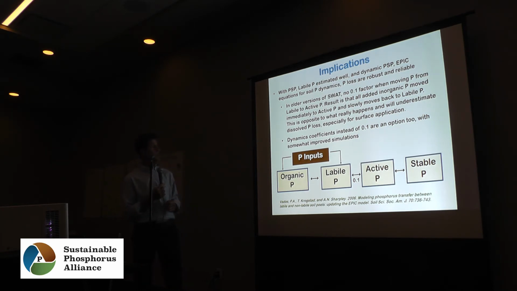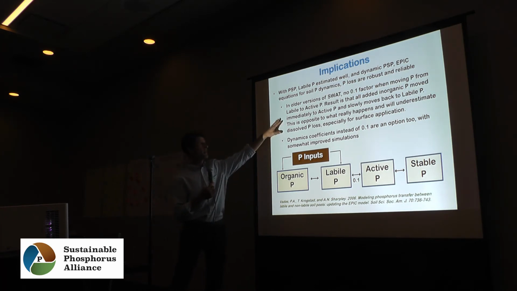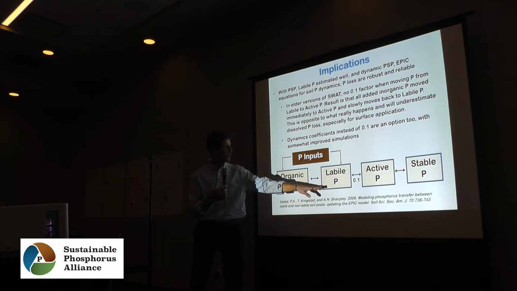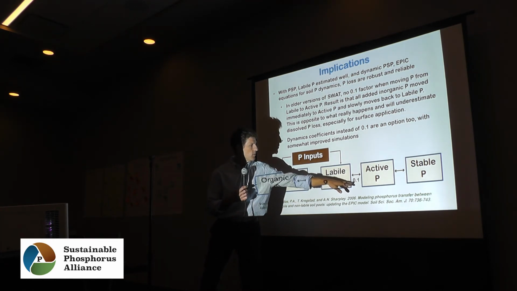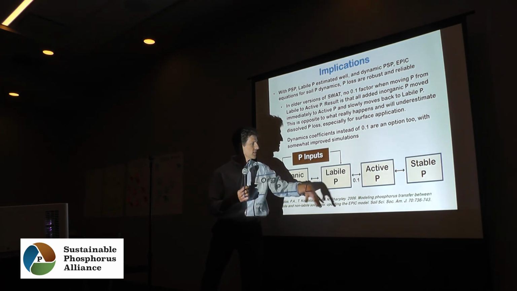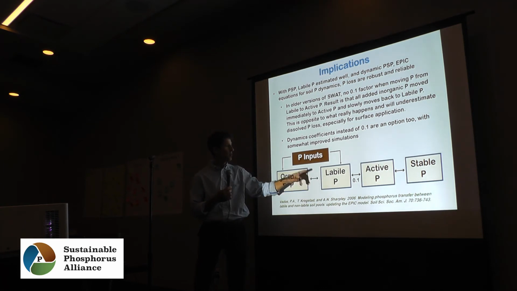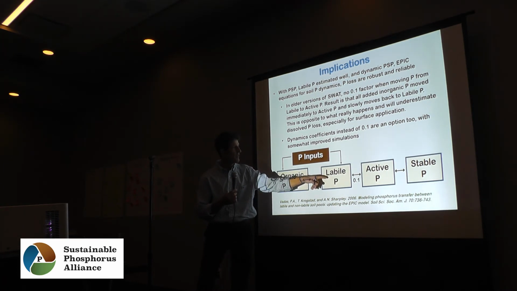Just a couple of things that we did see through the years. Some of the older versions of SWAT, I think this is fixed, and I don't know if anybody's even running some older SWAT versions. But as I talked about before, phosphorus wanting to move 1/10 of this imbalance. In older versions, that 0.1 wasn't there when you moved phosphorus from the labile to the active.